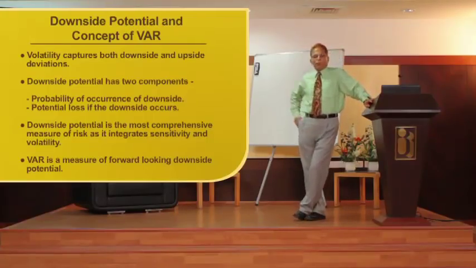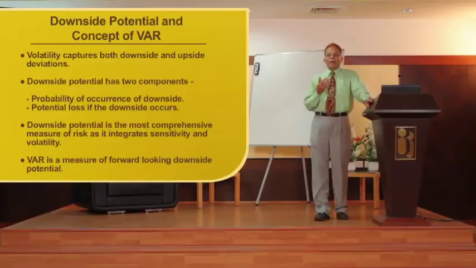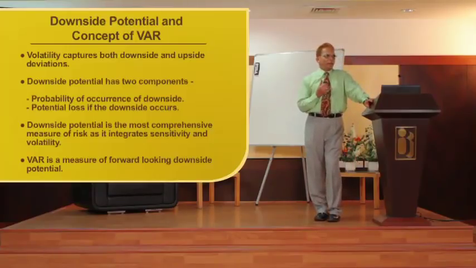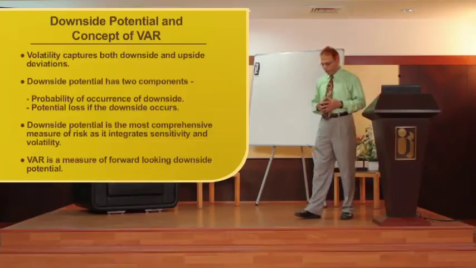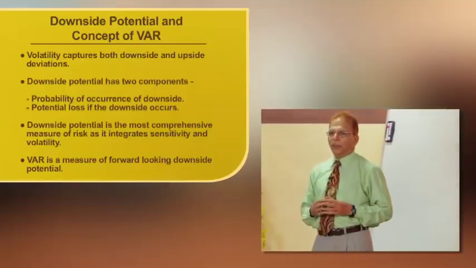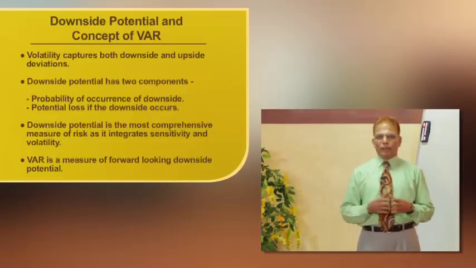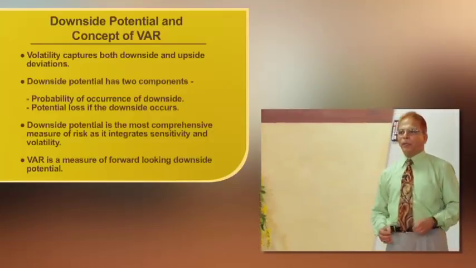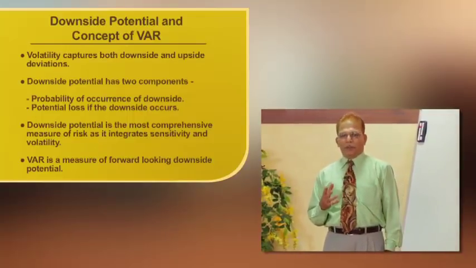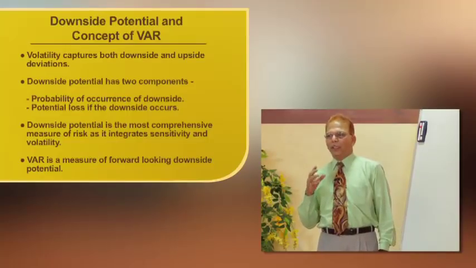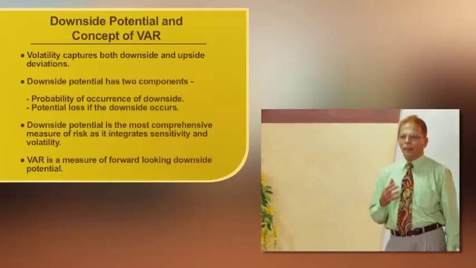We know that the volatility captures both upward as well as downward potentials, so basically the upside and downward deviations from the expected results. The downward potential has two components. The first, when we say we are likely to incur loss, and suppose we are lending to 100 customers, the first thing we need to know is what is the probability that there could be losses, or out of these 100 people, how many people actually will default or will not pay back the money.